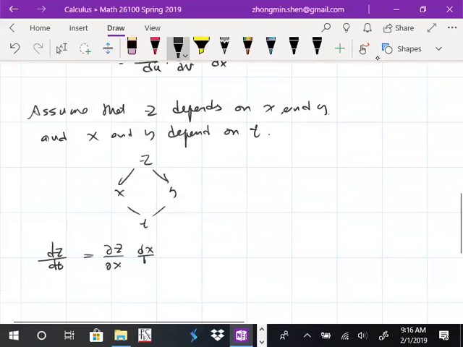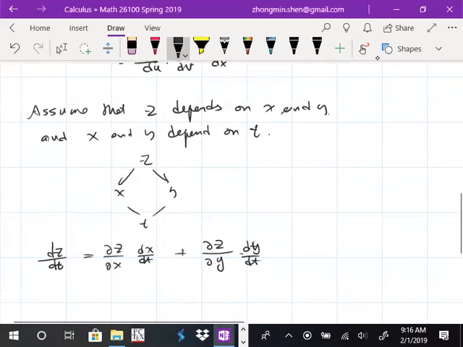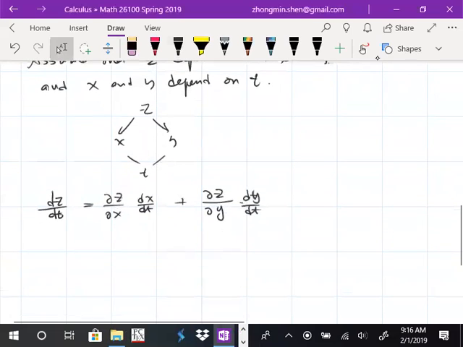Then this is the derivative of x with respect to t. Then you have to find the partial derivative of z with respect to y. Then here's dy/dt. Okay, so that's the chain rule.